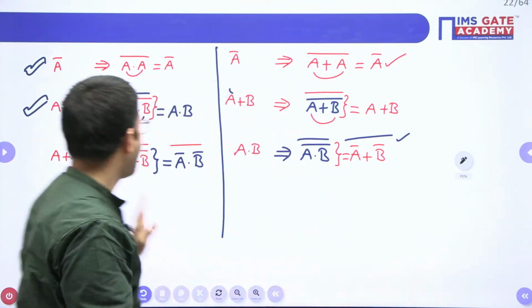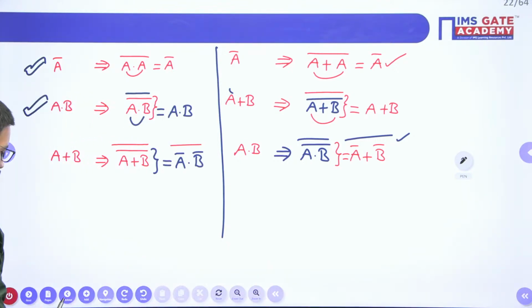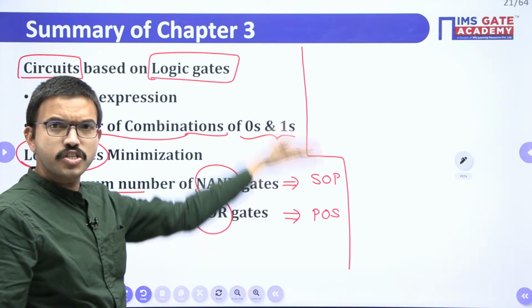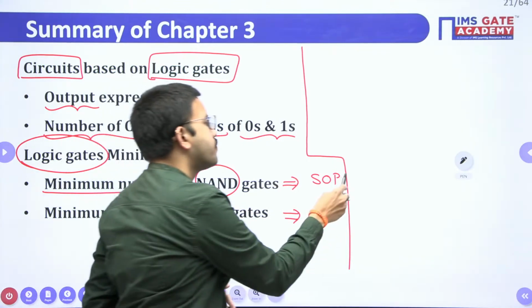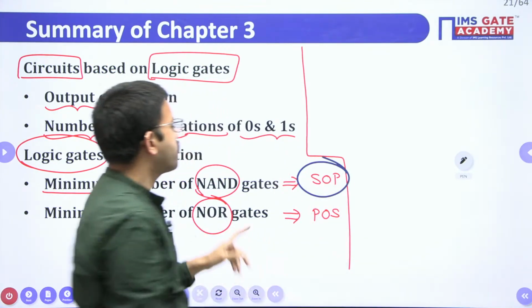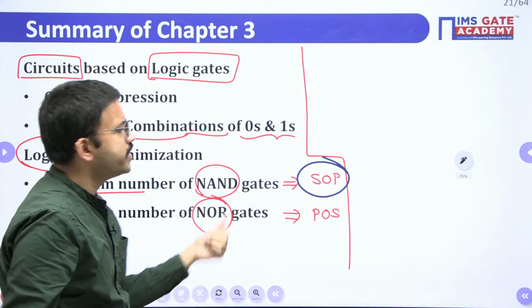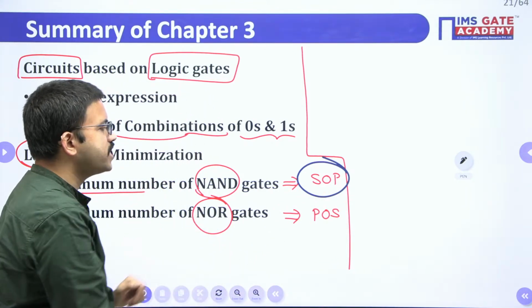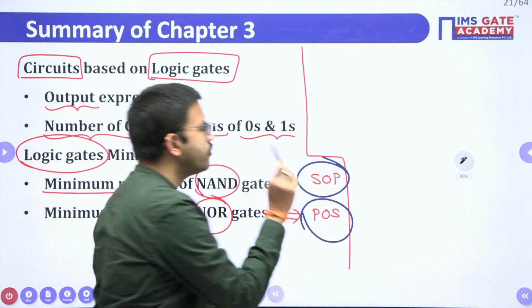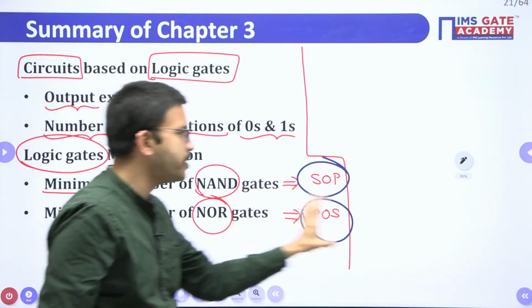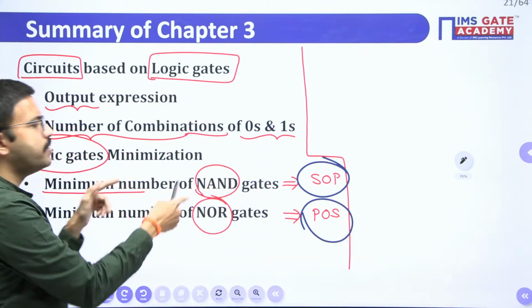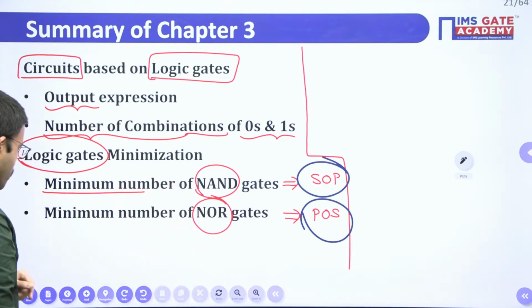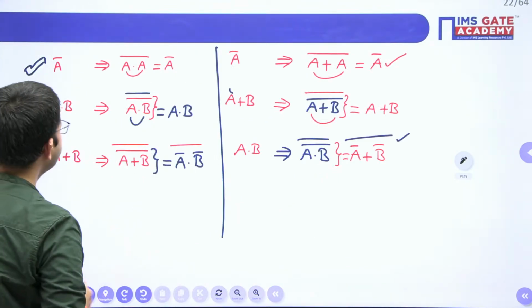Or whatever questions we have solved previously, there I have mentioned that whenever you want to implement with the help of NAND gates, the function should be of SOP form. Whenever you want to implement with the help of NOR gates, the function should be of POS form. Wherever possible, try to arrange it so that you can easily implement with the respective gates. You can easily observe this here.